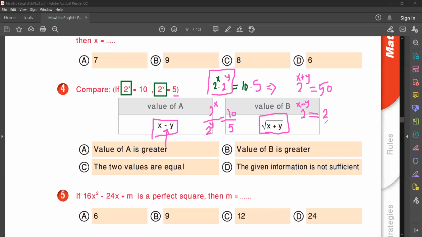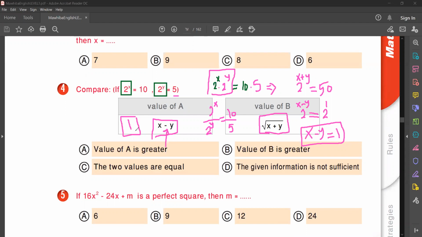Now this is the same basis here, right? When you see the same basis, then you can write x minus y equals 1. Now we find x minus y in the first value, A, it is 1. Okay, what about now x plus y?